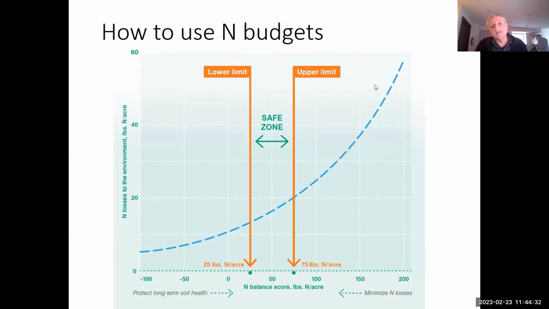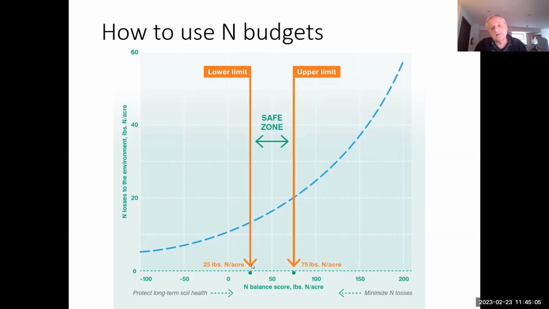So as you have increased surpluses, you get increased losses, and the increased surpluses will give you increased losses exponentially. And this is considered to be a safe zone. If you go under 25 pounds per acre, essentially equivalent to 25 kilograms per hectare, this is a US publication, then you're in danger of actually removing nitrogen from the soil, like mining it, in effect. If you go over, then you're in a surplus situation.